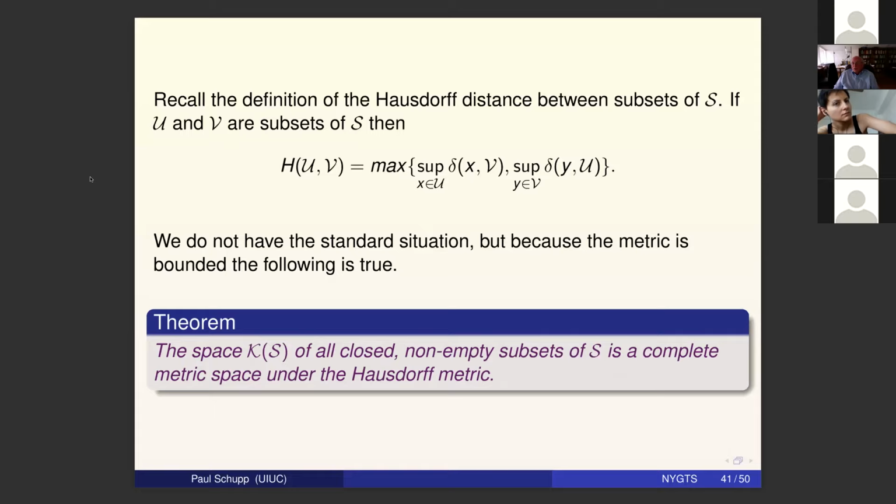The standard theorem is stated for compact subsets of a complete metric space, but the compactness is actually used only to get the distances bounded, because in the main theorem you're thinking of spaces where the value of the metric is not bounded. So because all distances are bounded, in this case by one, this result holds.